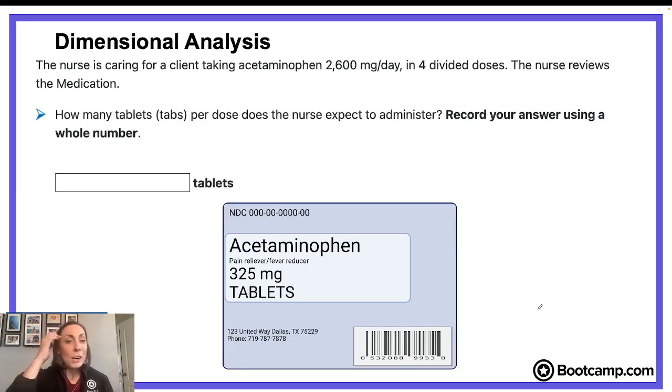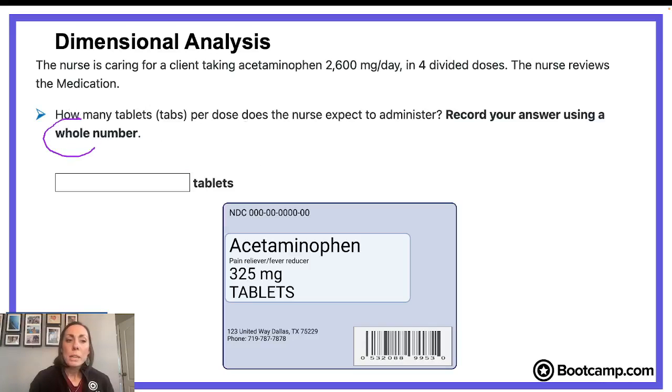Okay, so here is a question right out of our question bank that looks just like the NCLEX. These are standalone questions that are fill in the blank. The NCLEX will tell you how to round, you just have to read it and what you're looking for. So let's look at this question together. The nurse is caring for a client taking acetaminophen 2,600 milligrams per day in 4 divided doses. The nurse reviews the medication. How many tablets per dose does the nurse expect to administer? Record your answer using a whole number.